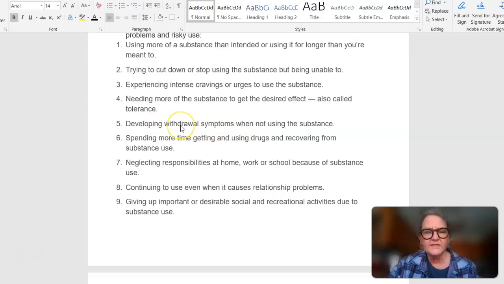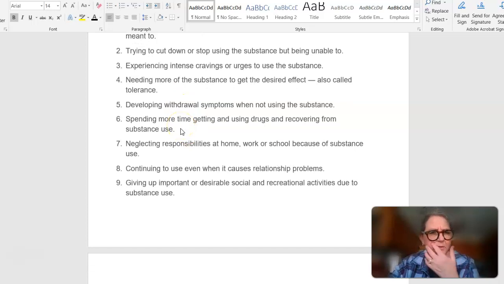Withdrawal is what happens to you when you stop taking the substance. For example, if a person who has a severe alcohol use disorder stops using, they might get the shakes. Sometimes they have seizures. If we look at the opioids, the withdrawal syndrome from opioids is nausea, vomiting. It feels like you have the flu. Those are withdrawal symptoms. So these are the two physical manifestations, and the rest are behavioral.